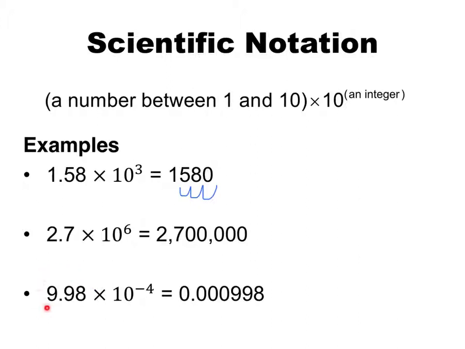Now here's another example, 9.98 times 10 to the negative 4th. To come up with the decimal equivalent, we're multiplying by 10 to the negative 4. That means we're multiplying by 1/10 4 times. Each time we multiply by 1/10, we're going to move the decimal point one place to the left. So the decimal point was originally right here. Now we're going to move it 1, 2, 3, 4 places over. And so here's the decimal equivalent of this number in scientific notation.